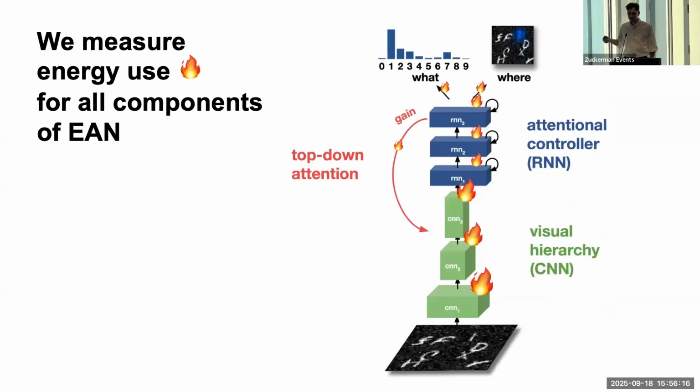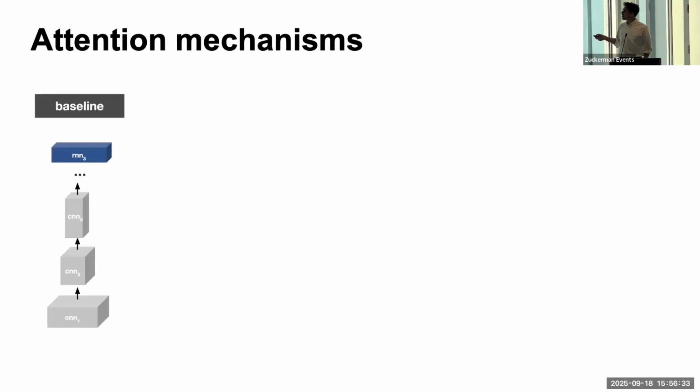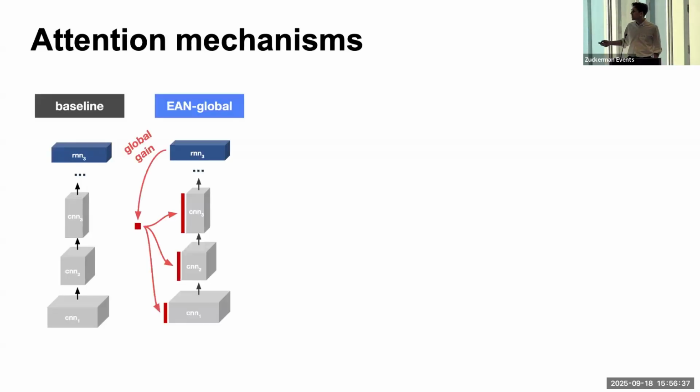And importantly, we measure energy use for all components of the model. So we implement a similar calculation for the convolutional layers in the visual hierarchy, for all the recurrent layers in the recurrent neural network, and all the other smaller components of the model. And we consider a bunch of different attention mechanisms. So the baseline model has no attention.